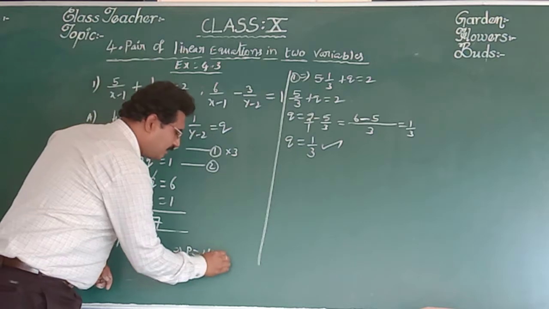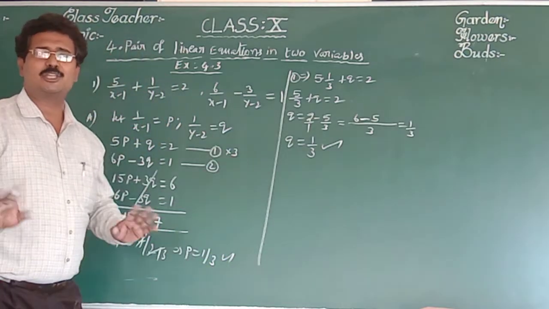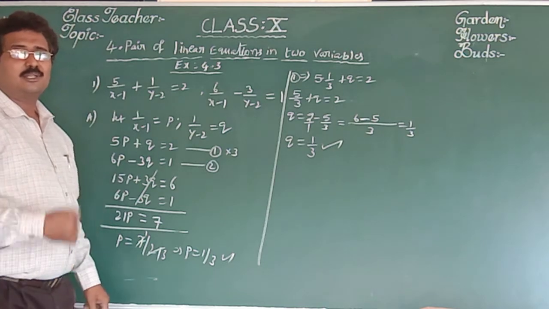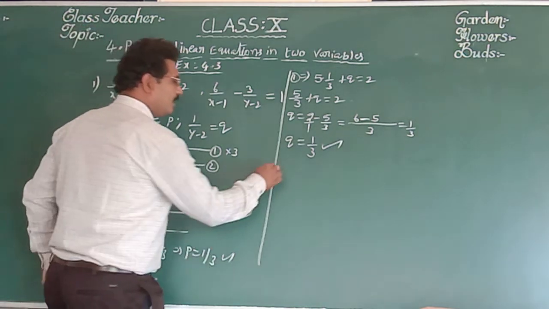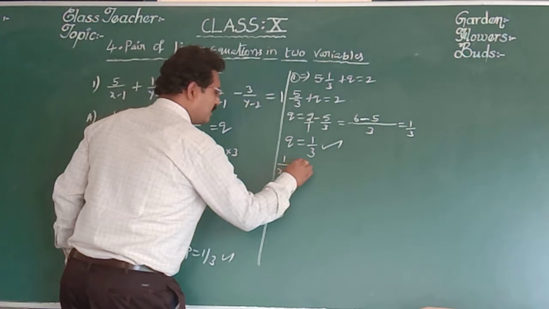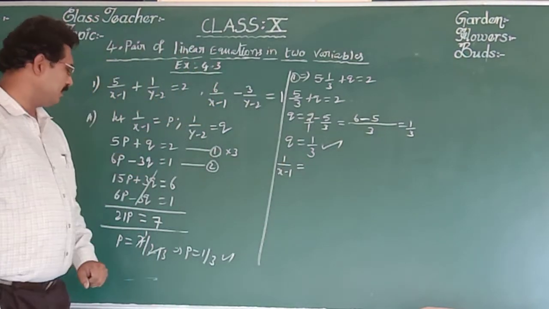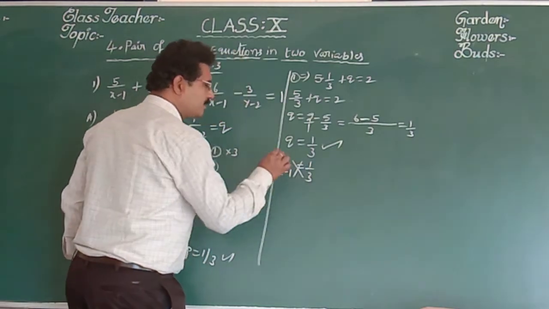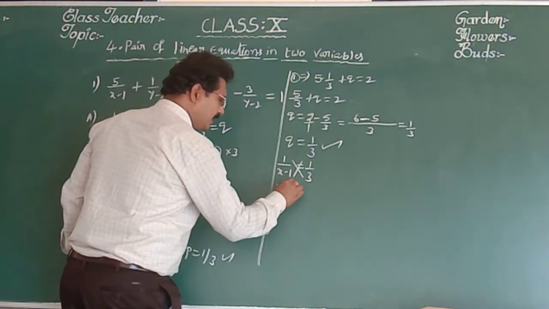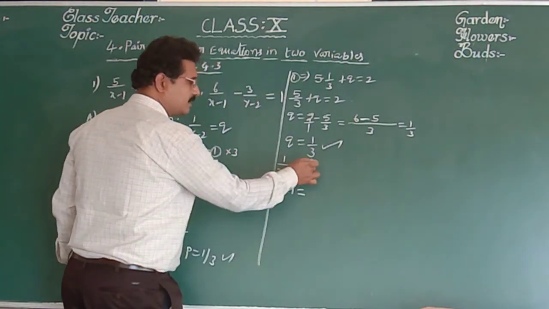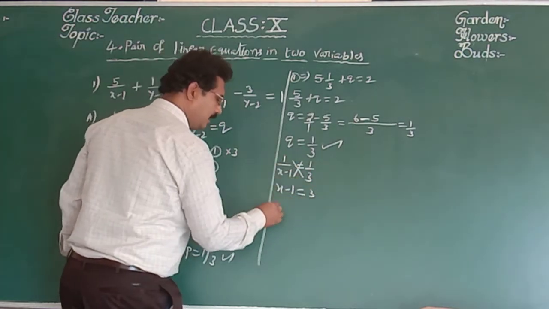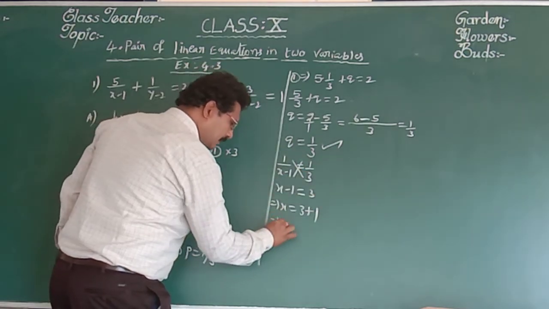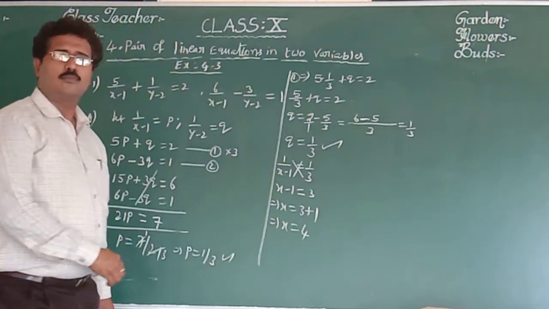p is equal to 1 by 3, q is also 1 by 3. Don't stop the problem. Again substitute here. See, try to understand the problem. What is p? 1 by x minus 1 is equal to p. But what is p? 1 by 3. Again cross multiply. x minus 1 is equal to 3 1s are 3. That implies x is equal to 3 plus 1. That implies x is equal to 4.